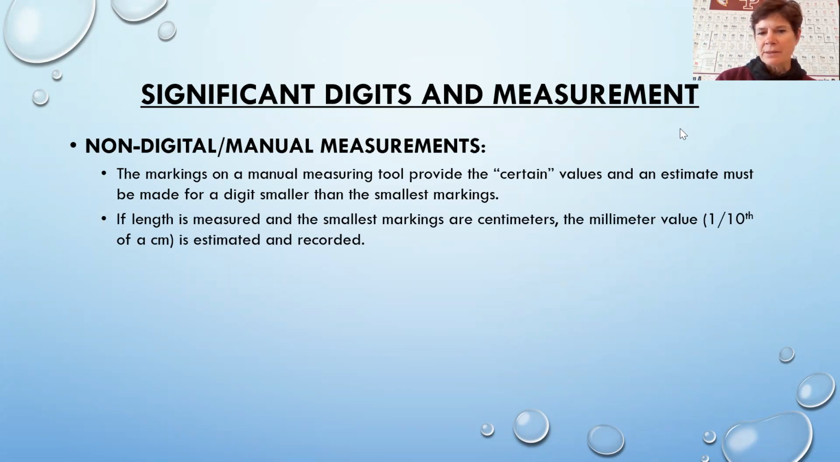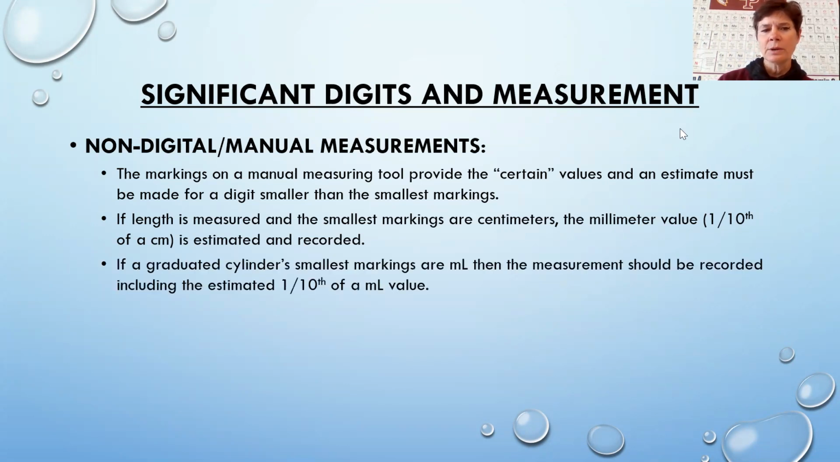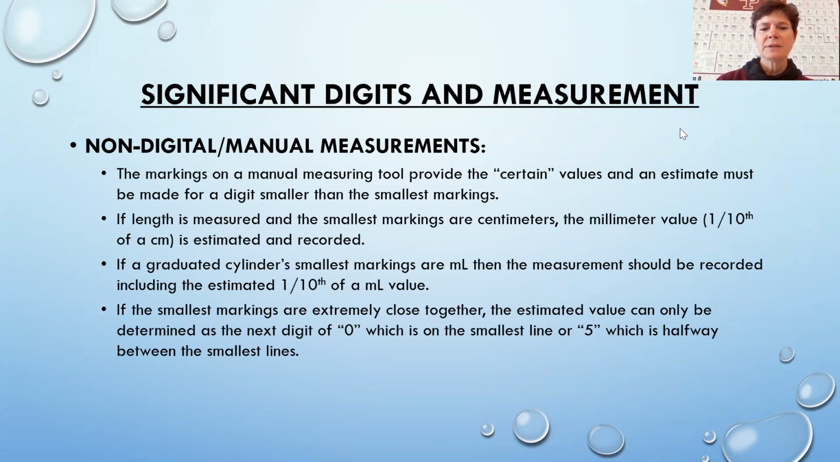If length is measured and the smallest markings are centimeters, then it's the millimeter value, the 1/10 of a centimeter, that is estimated and recorded. If a graduated cylinder's smallest markings are milliliters, like this one, the measurement should be recorded, including the estimate of 1/10 of a milliliter. If the smallest markings are extremely close together, then the estimated value can only be determined as the next digit of 0, which is on the smallest line, or 5, which is halfway between the smallest lines.